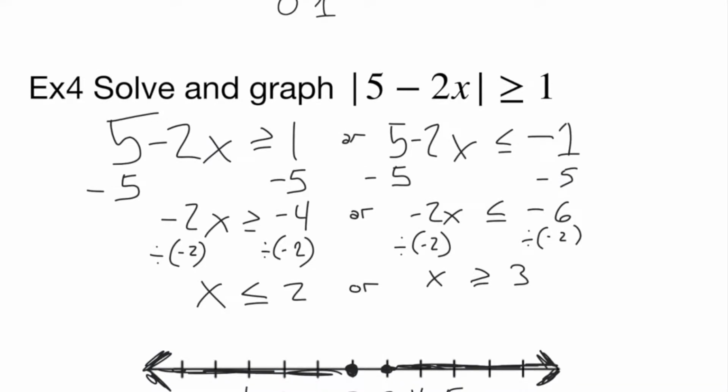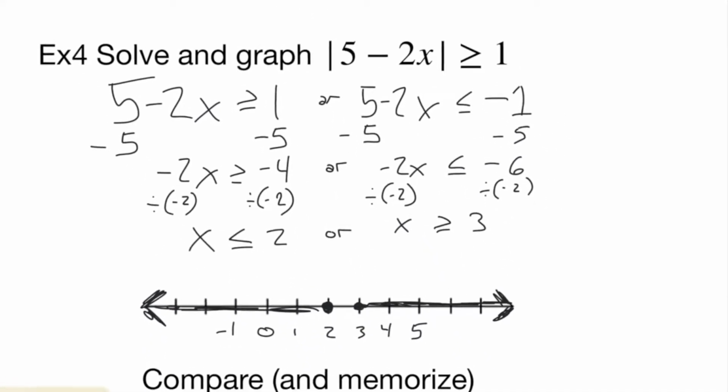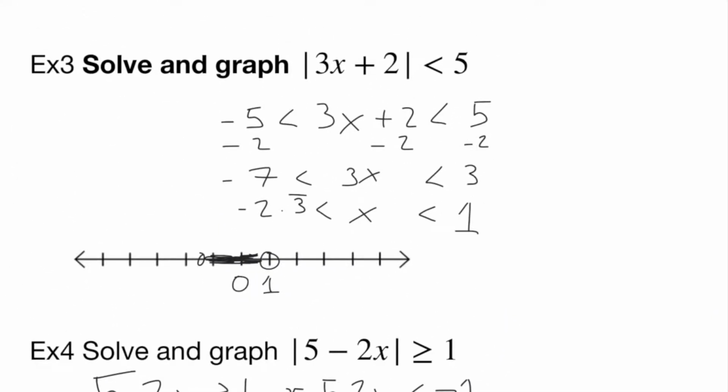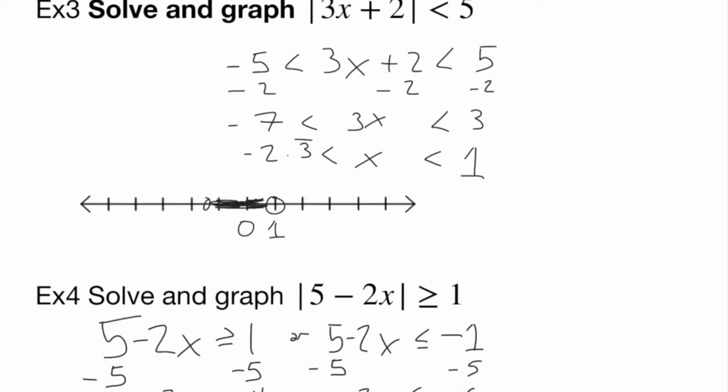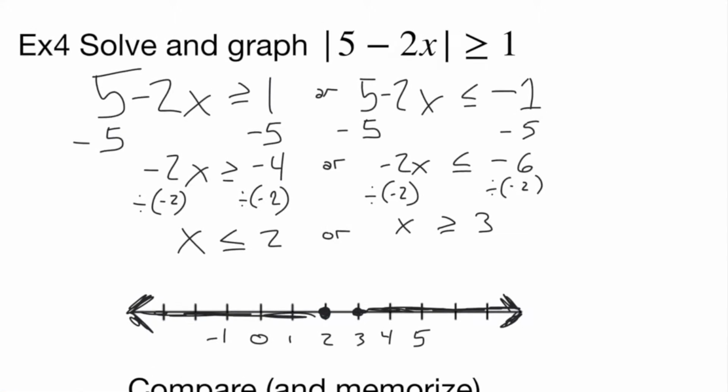Solve and graph: the absolute value of 5 minus 2x is greater than or equal to 1. I want you to first compare and contrast. These are absolute values, and you have a number on either side, and this is less than, but this is going to be greater than. So let me show you what the format looks like here, and then I'll generalize it with a rule at the very end.